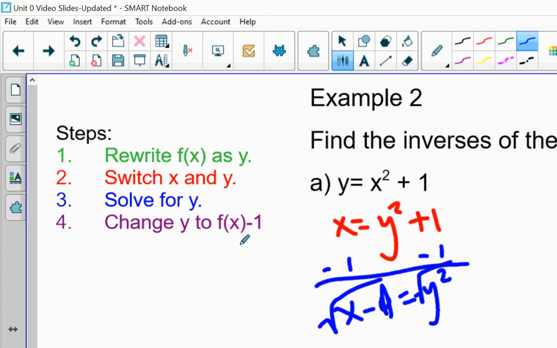So we get the square root of x minus 1 equals y. Which then we rewrite in our inverse notation, and it should be f to the negative 1 of x equals square root of x minus 1.